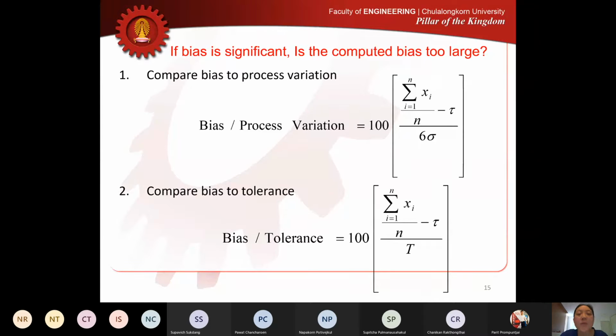But if the percentage of bias over the process variation is greater than 5%, whereas the bias over the tolerance is less than 5%, we will not accept that accuracy, because we pay attention to the bias compared with the process variation. Okay, do you follow that?